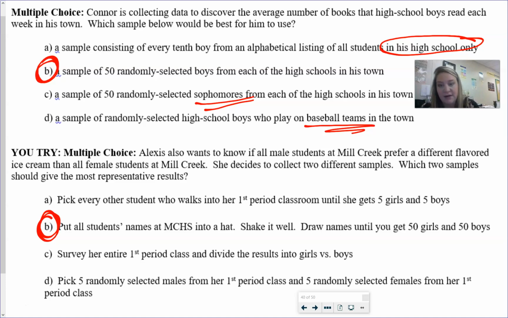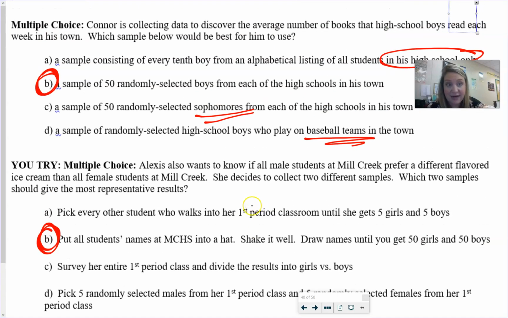Part B, though, puts every student's name into a hat, shakes it, and draws until she gets 50 girls and 50 boys. That is the best way to get her sample. It's completely random. Okay, A, C, and D, they were all convenient samples. All right, so that is it for our data gathering stuff.